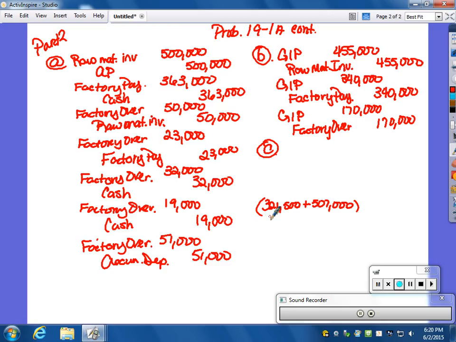And what are we gonna debit and what are we gonna credit? Finished goods inventory and goods in process inventory, for what total? This is what? Nobody do it? I hear the button, so I think somebody is. Yes. 500.